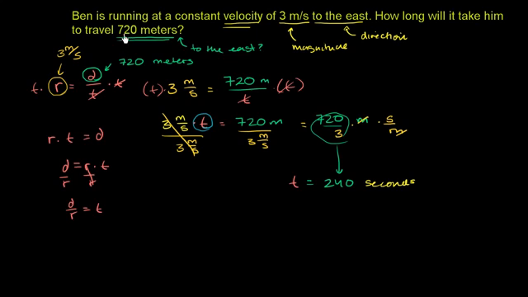Distance divided by rate was equal to time. So if your distance is 720 meters, your rate is 3 meters per second, 720 meters divided by 3 meters per second will also give you a time of 240 seconds. If we wanted to do the exact same thing, but the vector version of it, just the notation will look a little bit different, and we want to keep track of the actual direction.